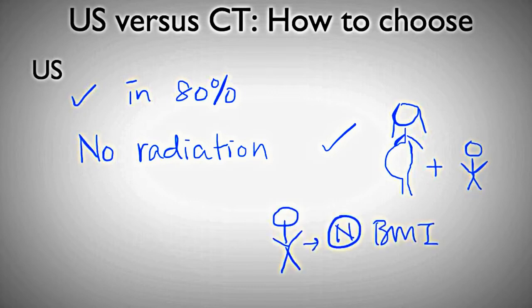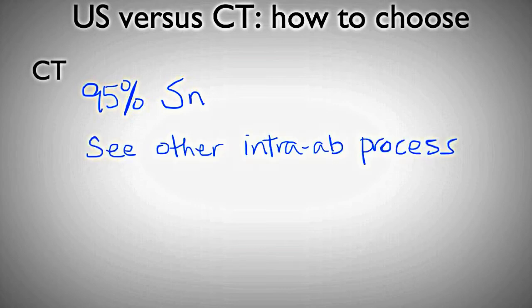CT is more sensitive than ultrasound in diagnosing appendicitis. The sensitivity is about 95%. The big advantage of CT is that in addition to diagnosing appendicitis, it can also diagnose other intra-abdominal conditions at the same time as well. The problem for CT is that, of course, it has radiation, and it often needs intravenous contrast, and therefore allergy and renal impairment can be a relative contraindication for CT scan. It has to be discussed on a case-by-case basis.